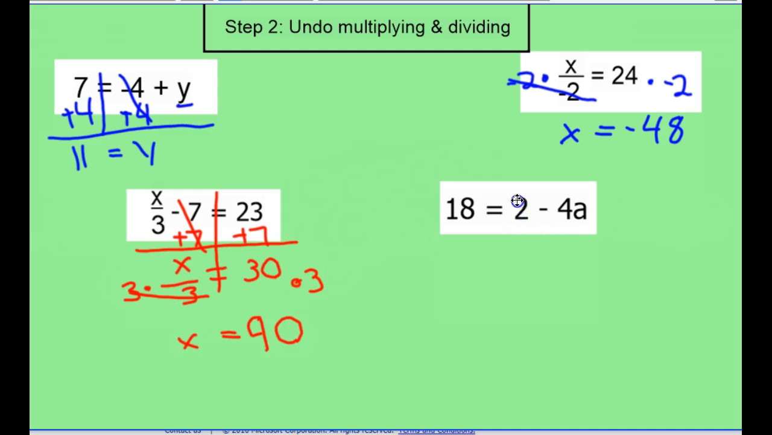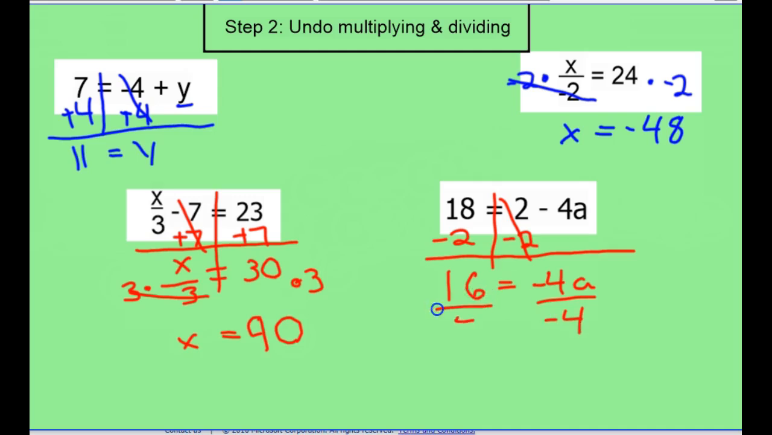Here we are going to subtract our 2 because it's positive from both sides. So 18 minus 2 is 16. That equals negative 4a. This minus sign needs to come with it. So to get a by itself, we need to divide by negative 4. So a equals 16 divided by negative 4, which is negative 4.